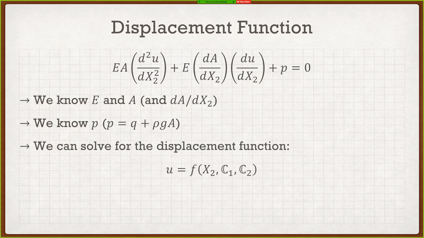However, of course, being a differential equation, we have a problem. In this case, if we solve for that displacement function, we'll have it as a function of x2, which is great. That's what we want. But we have two unknown coefficients, c1 and c2. And since we have two coefficients, we need two boundary conditions for this problem. So let's try and figure out what those will be.